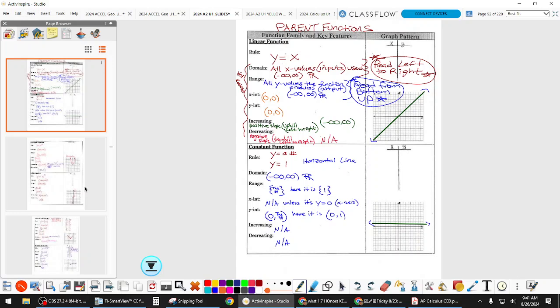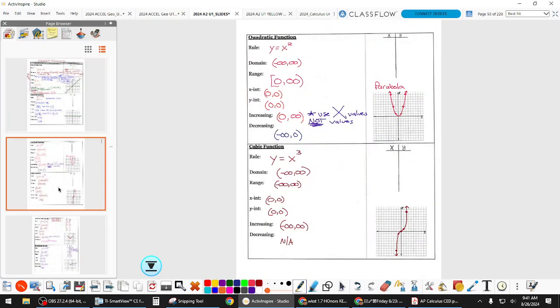Basically, what we did was look at all the different parent functions that we're going to study this year as separate units, starting with linear, which we've already done. This first unit is our linear unit, so we're not going to do much more with it, and that includes this constant one. And then the next unit is all about quadratics, so that's when we get into this a lot deeper.